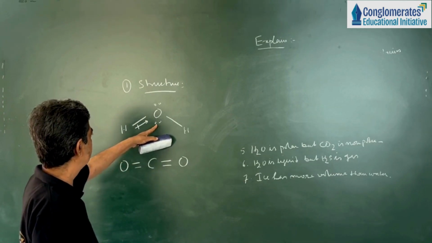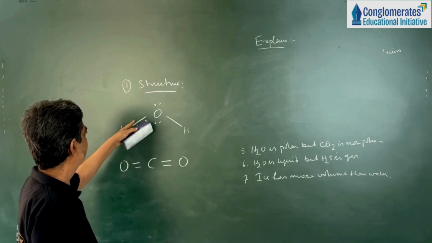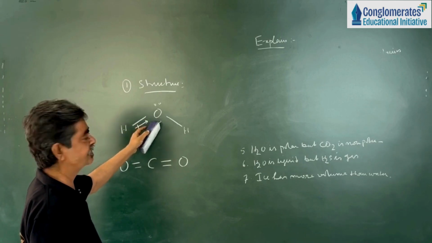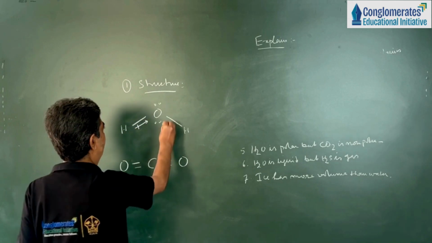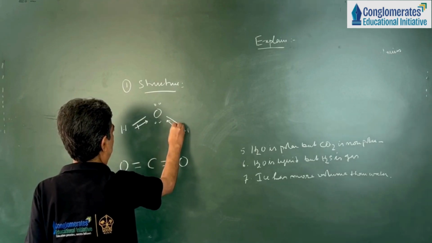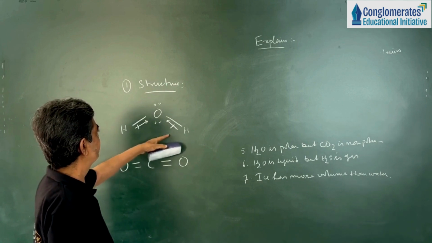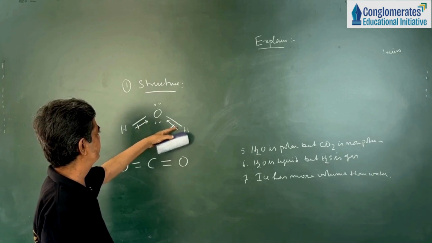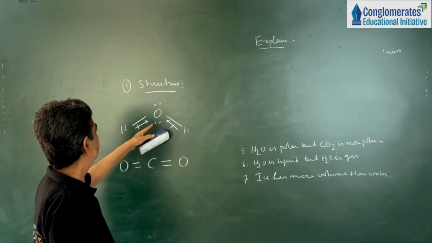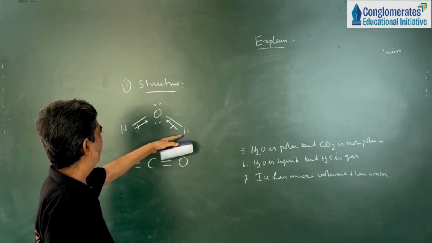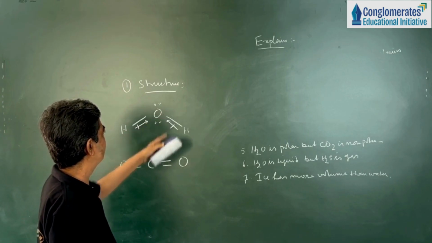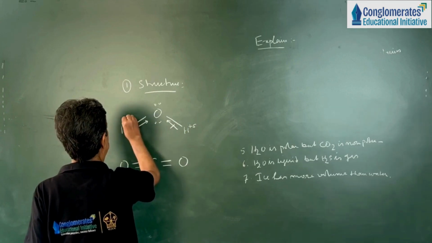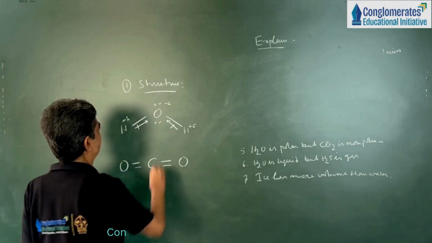Since oxygen is more electronegative than hydrogen, the bonding electrons present between oxygen and hydrogen will be attracted by oxygen towards its nucleus. Similarly, here also we find the same phenomenon, because oxygen, due to its greater electronegativity, attracts bonding electrons towards its nucleus. So hydrogen becomes slightly positively charged and oxygen slightly negatively charged.